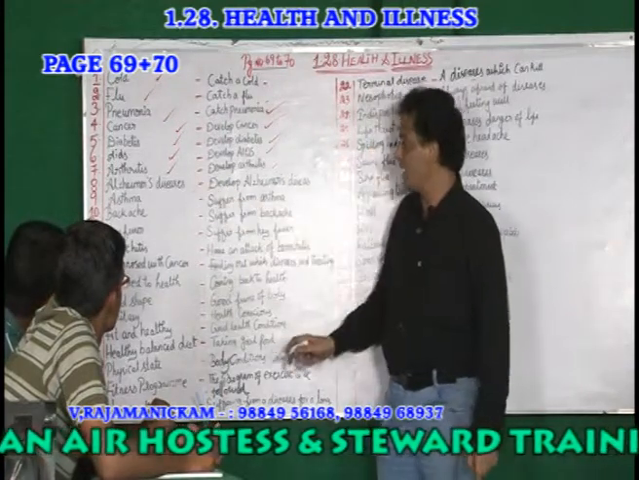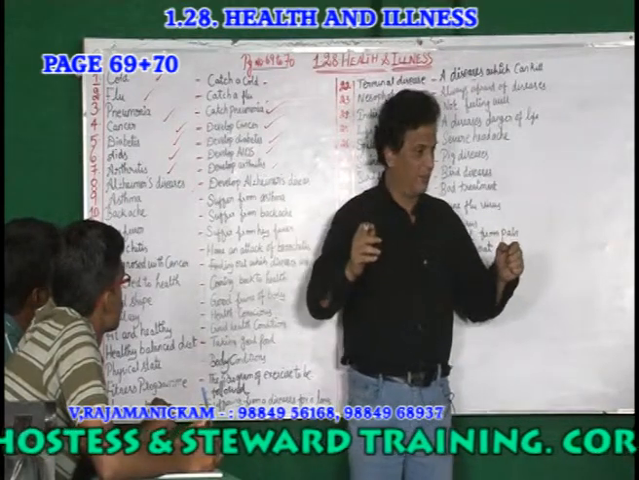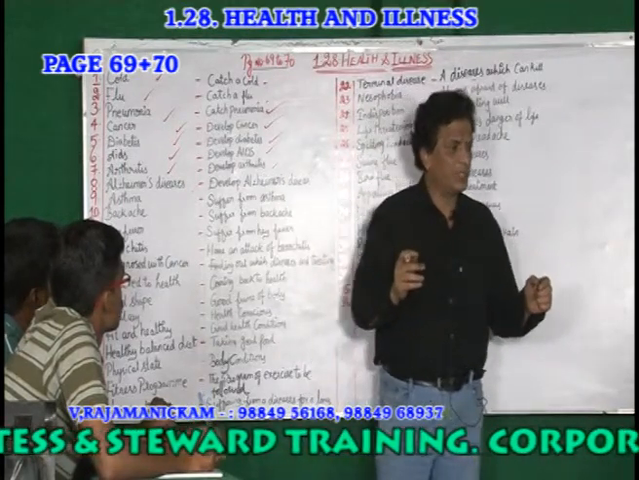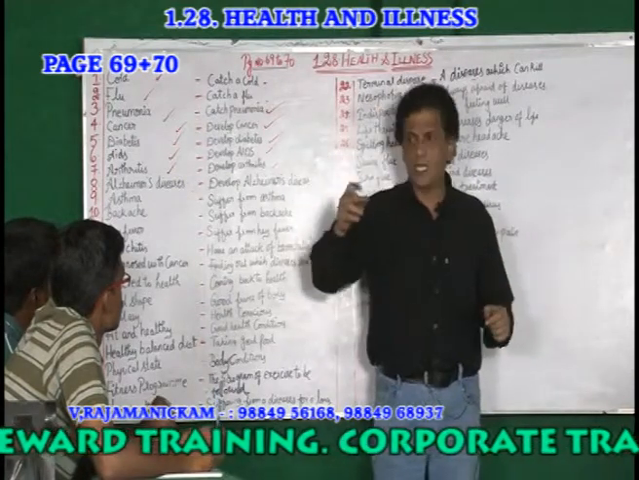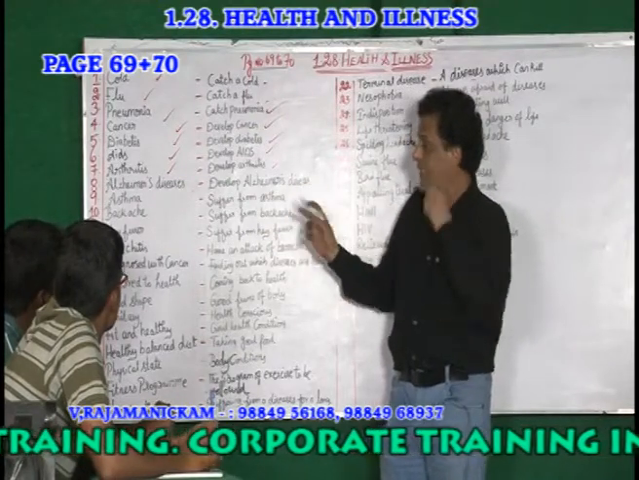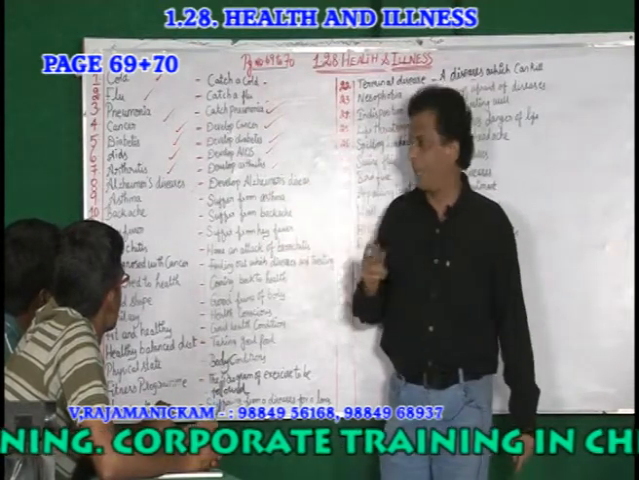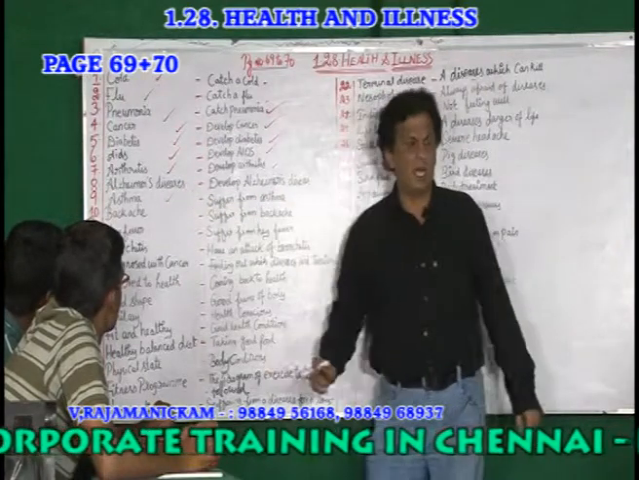Next. Alzheimer's disease. What do you mean by Alzheimer's disease? Forgetful. That's what you forget, absent-mindedness, and you forget certain things. That is called Alzheimer's disease. Develop, it is a brain disease type. So you use develop.